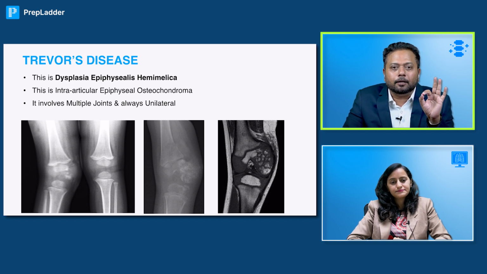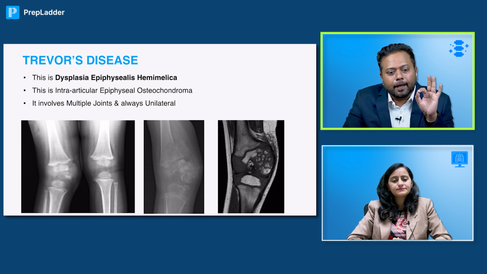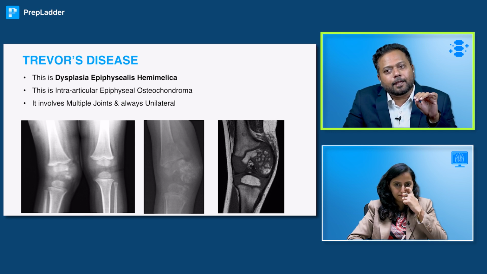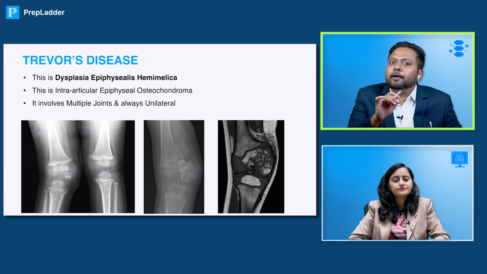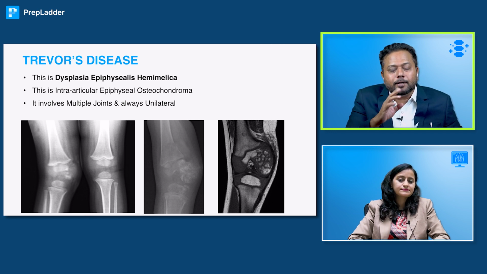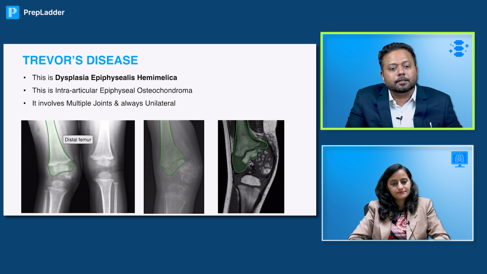There is one condition where this osteochondroma can happen in the epiphysis. That is called dysplasia epiphysealis hemimelica. Why the word hemimelica? These osteochondromas happen intra-articularly. That means from the epiphysis, it can go inside the joint, and classically this happens on one side of the body. For example, left knee joint, it's happening in left elbow, left shoulder, left ankle, like that. That's why the word hemimelica, on one side, right? So this is Trevor's disease. Asked question. Trevor's disease is this exostosis happening in the epiphysis, okay?